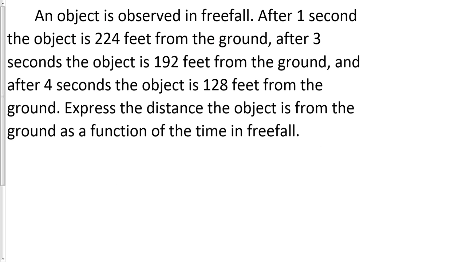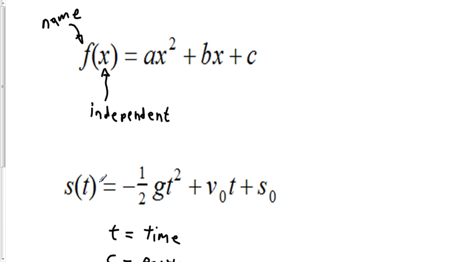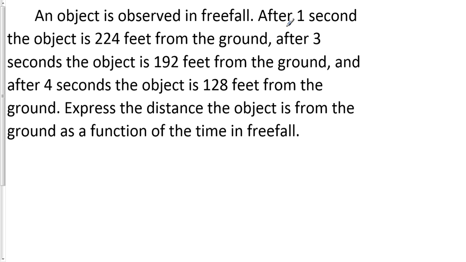So what we're going to do is look at this problem. An object is observed in free fall. So we have a projectile, and this formula down here is a formula that works for projectiles. After 1 second, the object is 224 feet from the ground. After 3 seconds, the object is 192 feet from the ground. And after 4 seconds, the object is 128 feet from the ground.